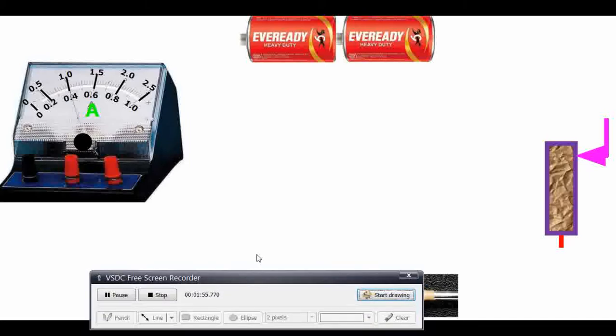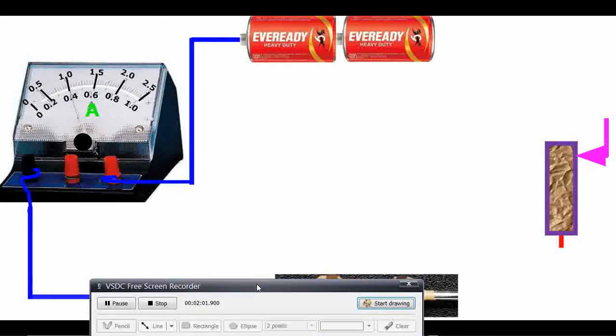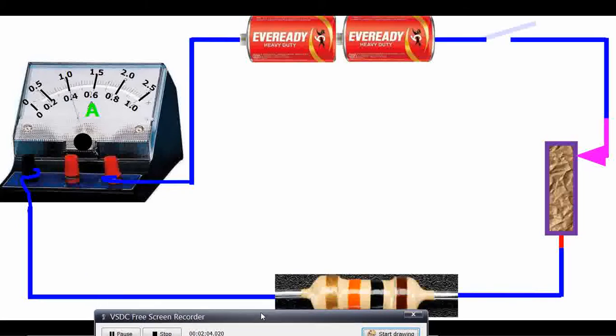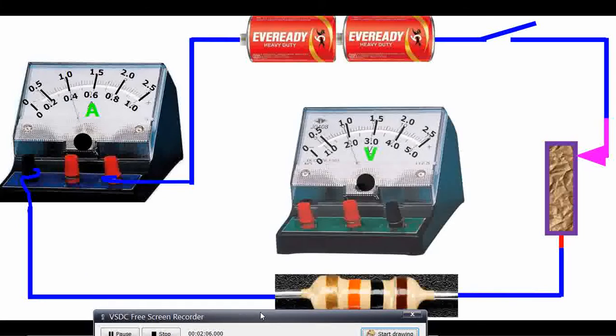Now let us do the connection. Now we have connected all the apparatus and the voltmeter across the fixed resistor.